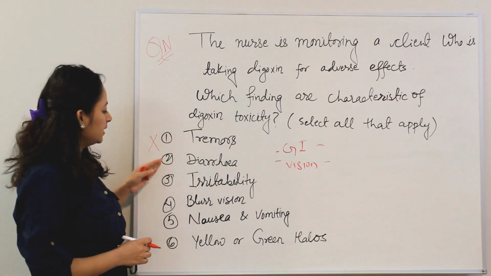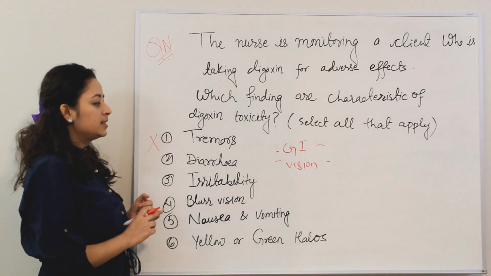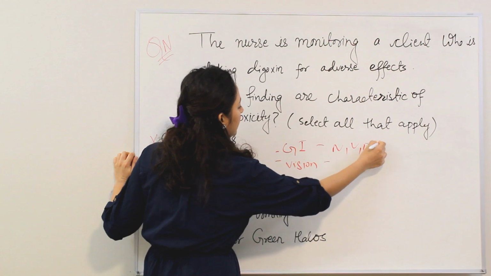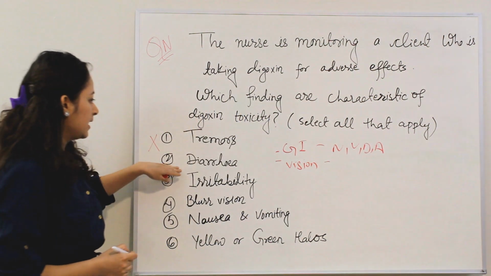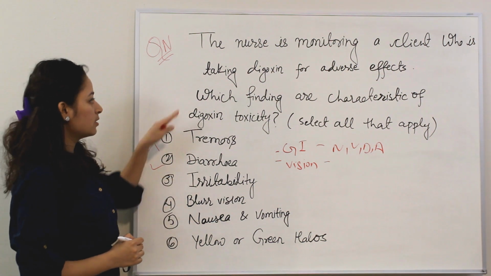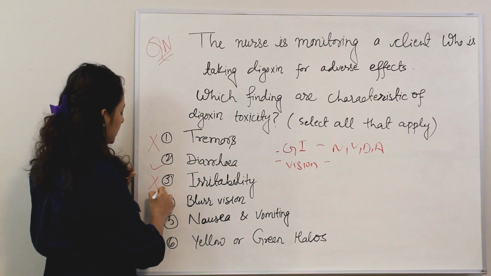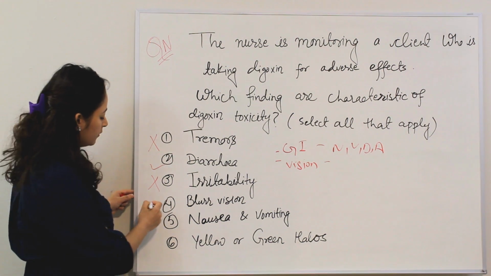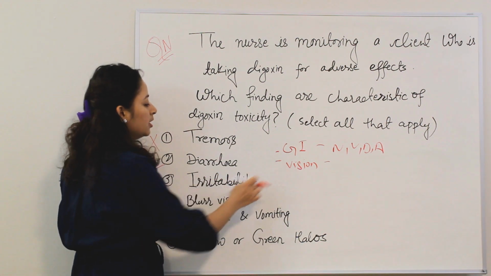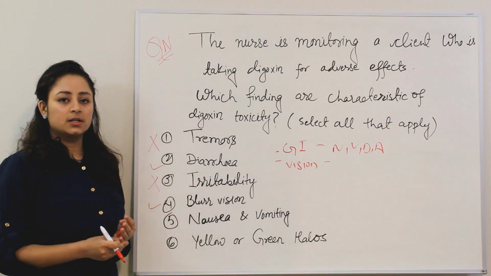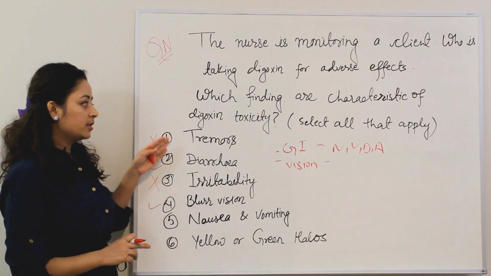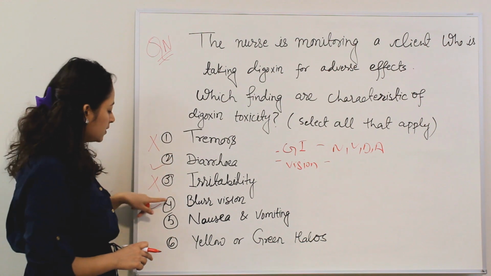And the second option is diarrhea. We know that for GI we have nausea, vomiting, diarrhea, and anorexia. So diarrhea is the correct answer. Irritability? No, it is not related to digoxin toxicity. This is a wrong answer. And the fourth one is blurred vision. Yes, this is related to digoxin toxicity. It comes under vision. And any other vision-related disorders such as blurred vision, diplopia, or photophobia are related to digoxin toxicity. So this is the correct answer.